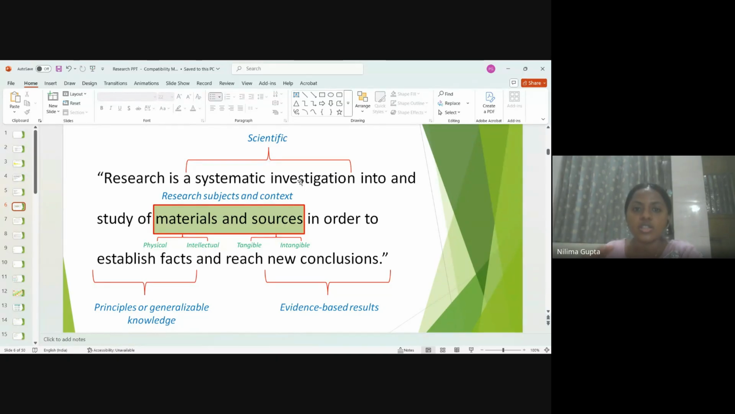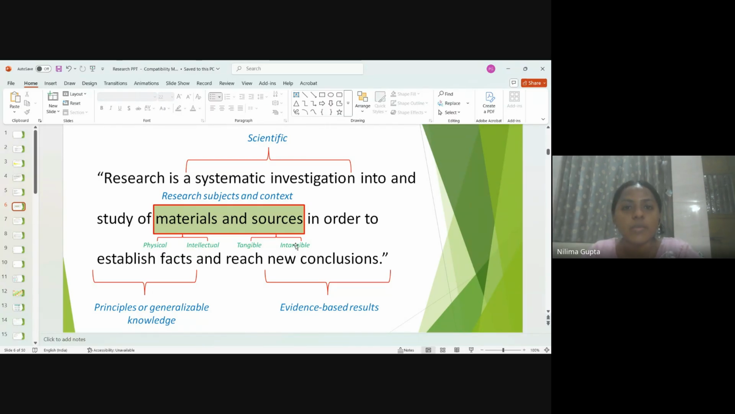Okay, so it's not just that things happen systematically only in science. When we do it in social science, we follow a step, a process. Hence, it is a very systematic investigation, and hence it is very scientific. And it is a study of material and resources. Whenever we do research, we are dependent on some data, some resources, either from newspapers, periodical journals, or anything. That data can be physical or intellectual, and the sources can be tangible or intangible as well.